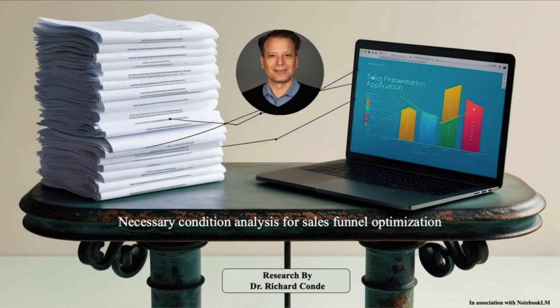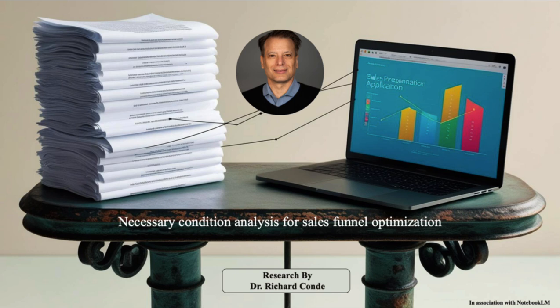Exactly. For example, let's say you're trying to reach younger demographics. NCA might reveal that having a strong social media presence is a necessary condition. But for older consumer segments, print advertising might be the key. So it's really about targeting your efforts where they're going to have the biggest impact. This is incredibly valuable. You're saving so much time and money not chasing strategies that just won't work for certain groups.